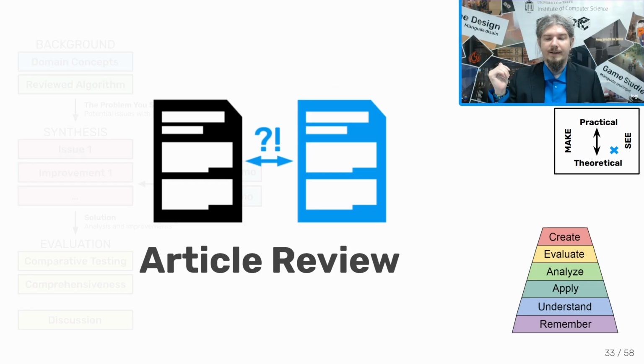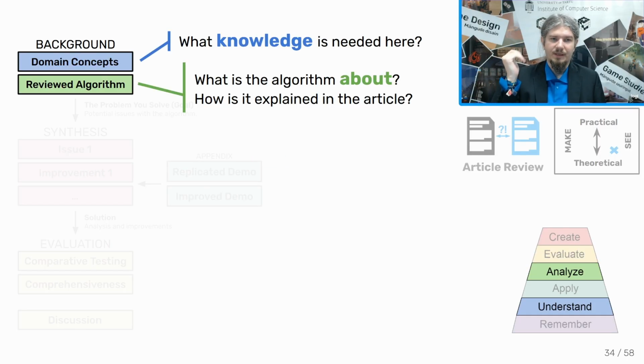Next up is article review. You start similarly as with the previous type. You talk about the domain concepts, what knowledge is needed to understand the domain. Then the reviewed algorithm, that one paper. Of course, you can provide some other papers as well, but you should focus on this single paper. What is this algorithm about? How is it explained in that particular one article?